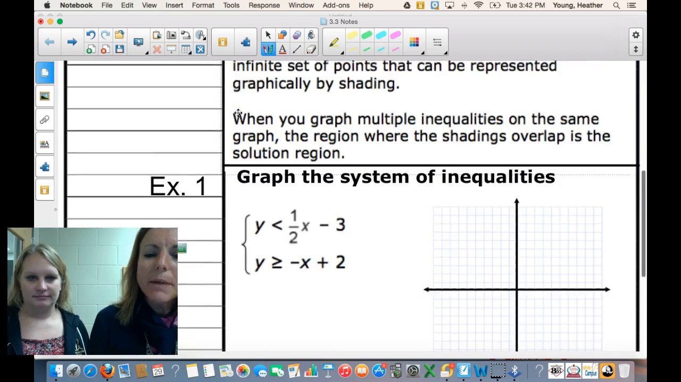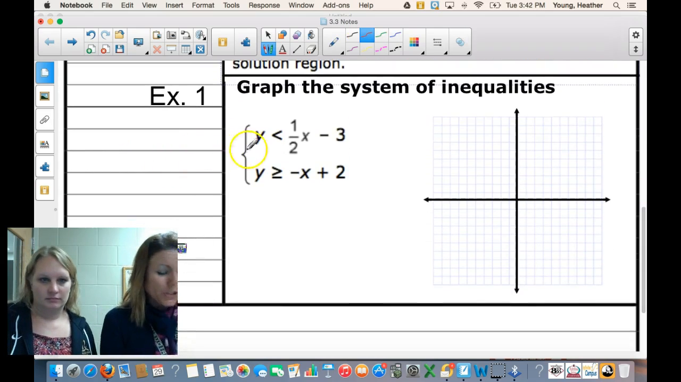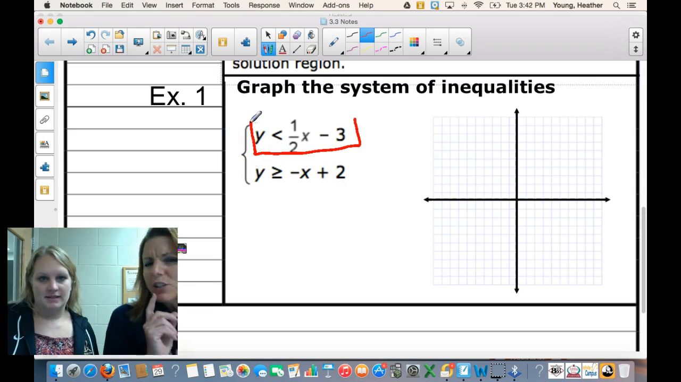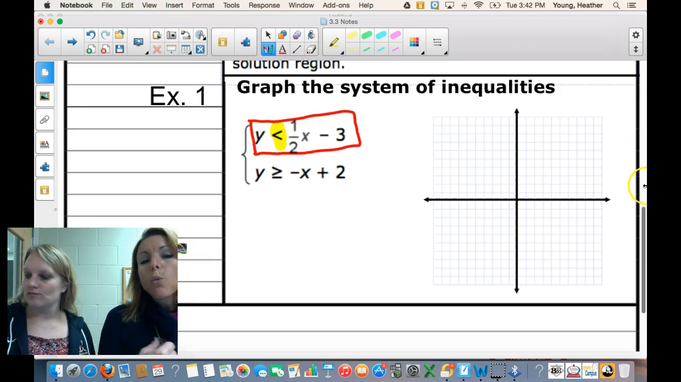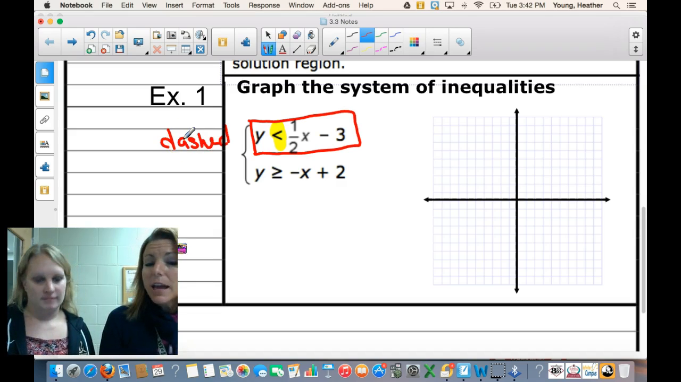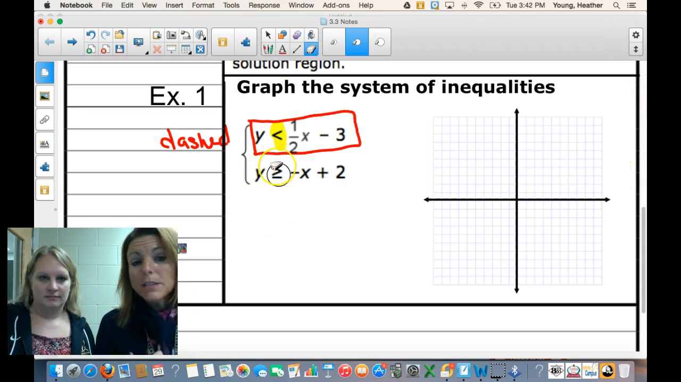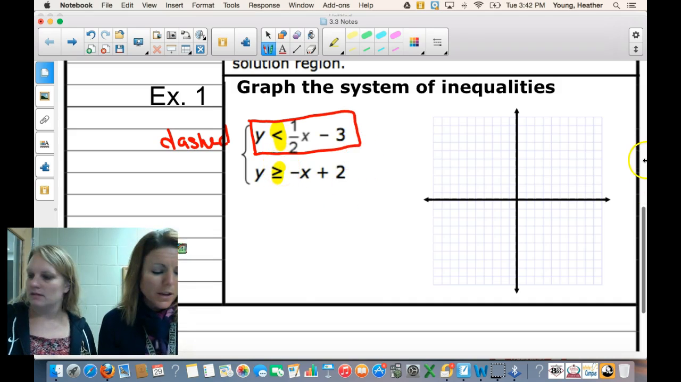So let's try example 1. Graph the system of inequalities. So the first thing we need to do is we're going to graph two lines. But one thing we should talk about, which I kind of just skipped over: when it is a less than or a greater than, you must use a dashed line, not a solid line. When it's less than or equal to or greater than or equal to, we must use a solid line. So that's what we're going to do.